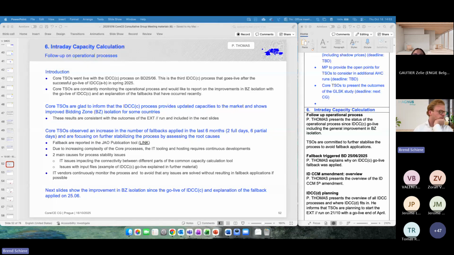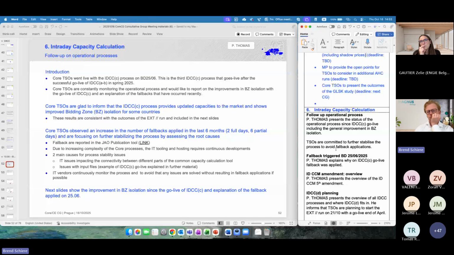We have a new process in intraday capacity calculation, IDCCD, which provides updated capacities at around 4:30 in the morning of the business day. Of course, we are monitoring the process. I'm also creating some KPIs about it. We'll see this later on. So this is one of the big improvements of our overall intraday calculation process.